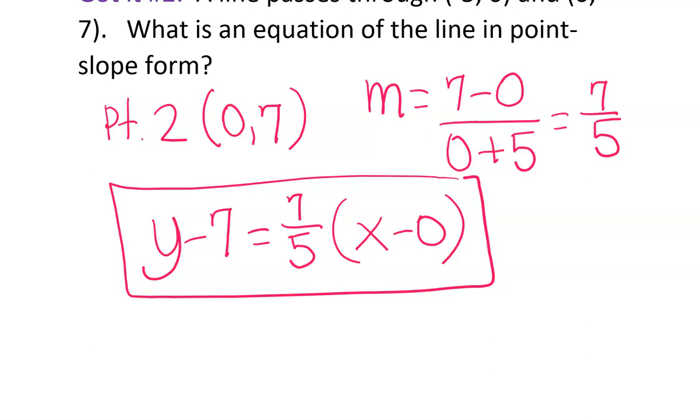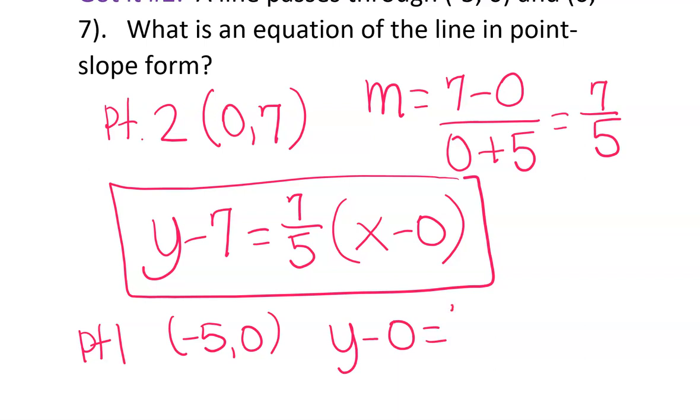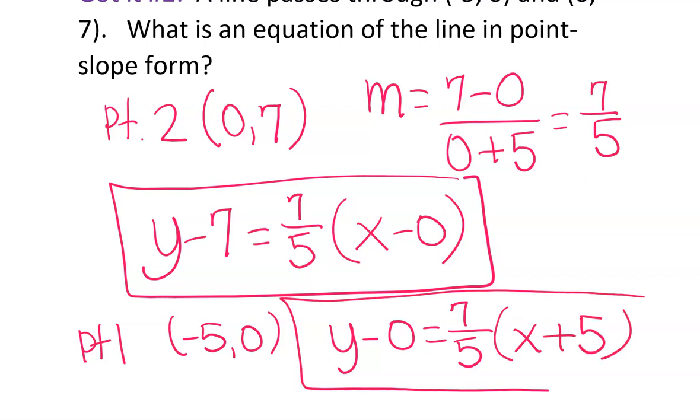What would this look like if you picked point 1? It would be y minus 0 equals 7/5 times x minus a negative 5, which would be plus 5. Again, you could take that minus 0 out of there and have y equals 7/5 times x plus 5 in parentheses. Either one of these would work.